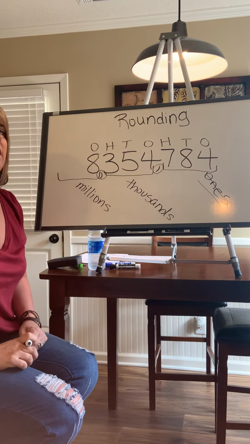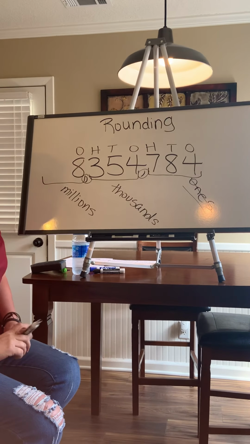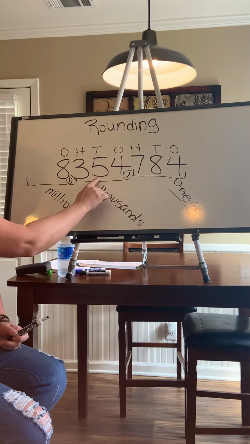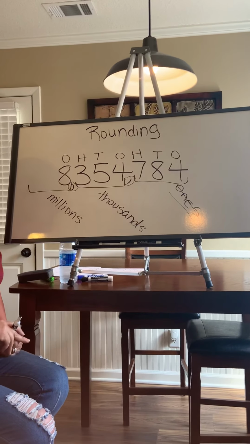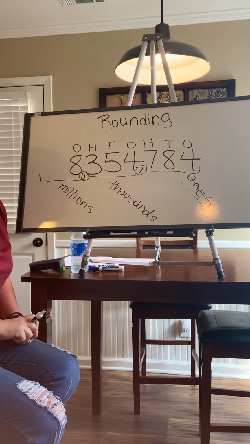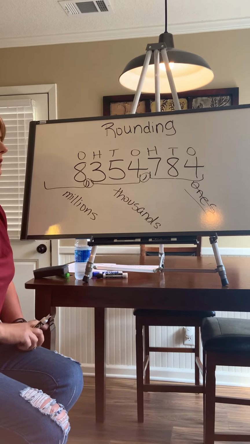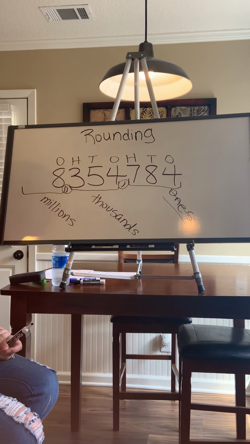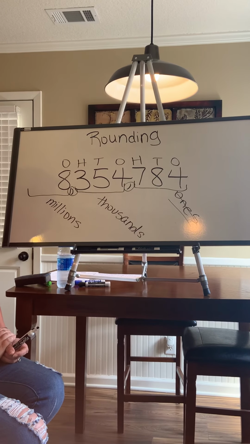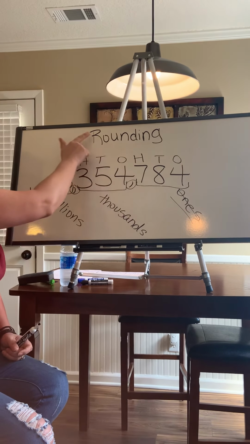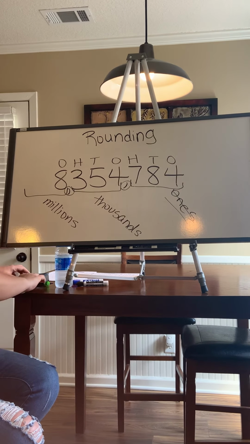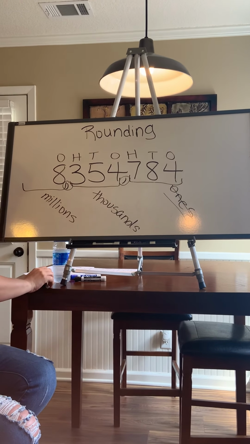If I said, what is the value of the 5? You would need to know its place, and you would multiply that by the digit. So 5 times 10,000 is 50,000. It's worth 50,000. That's its value because it's in the 10,000s place. So you have to know the places in order to be able to round. Okay? So I'm going to erase that. We're going to start with some rounding.